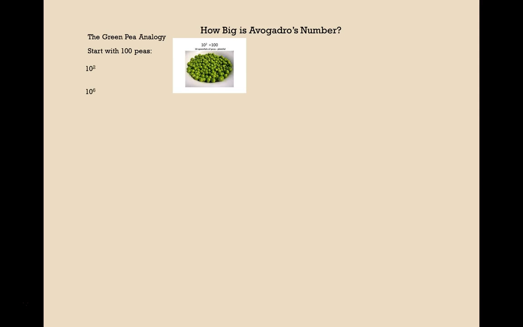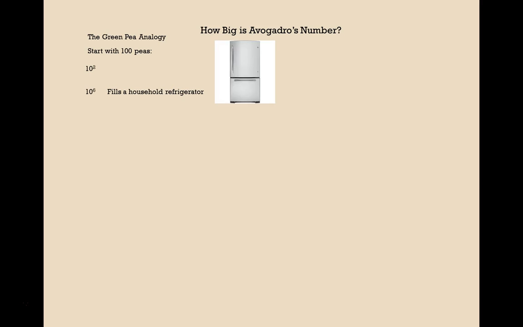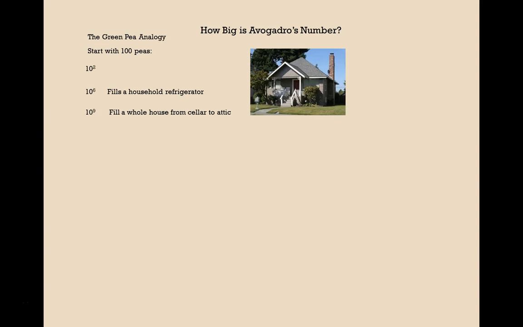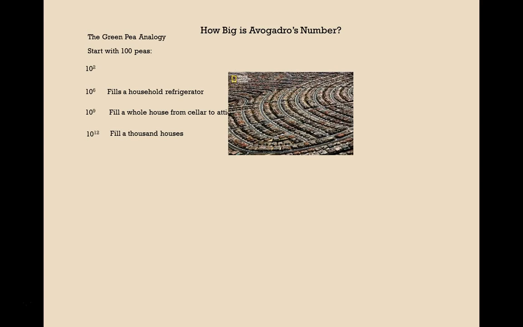Let's go to a million now, 10 to the 6th, a larger number, and these peas would fill a household refrigerator. Let's now go to a billion, 10 to the 9th, and that number of peas would fill a whole house from cellar to attic. We can now go to 10 to the 12th, and that number of peas would fill 1,000 houses. We go to a still larger number, 10 to the 15th, and this would fill all the buildings in a city such as Calgary or Edmonton.